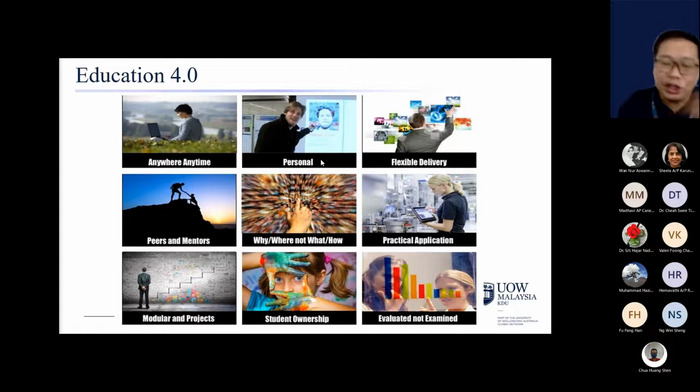Transformative learning. All right, we need to look into that. Of course, to do transformative learning, you need to have transformative teachers also lah. That does take some time.